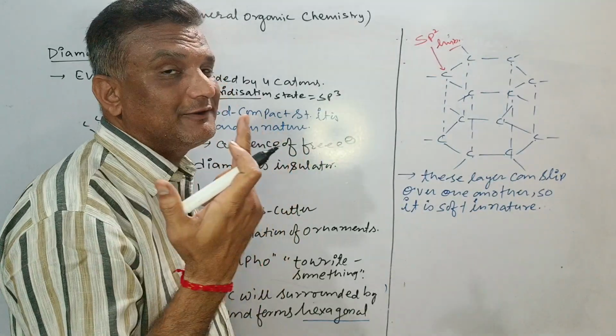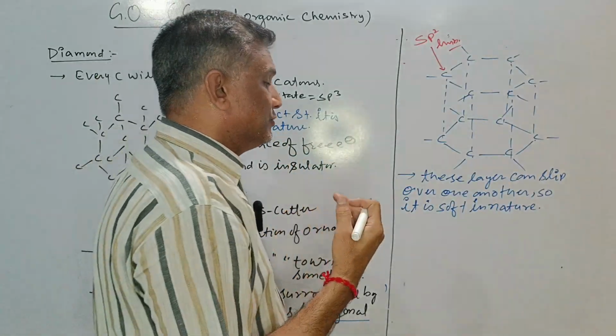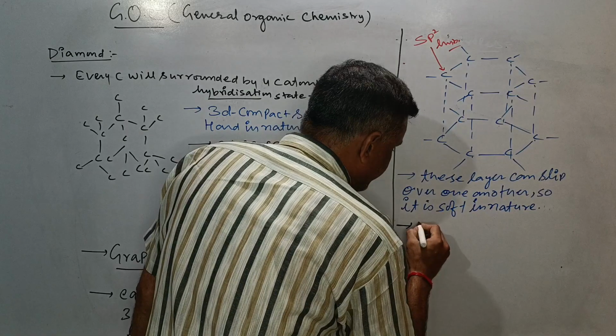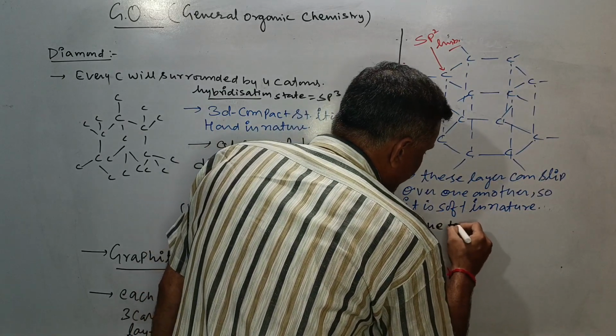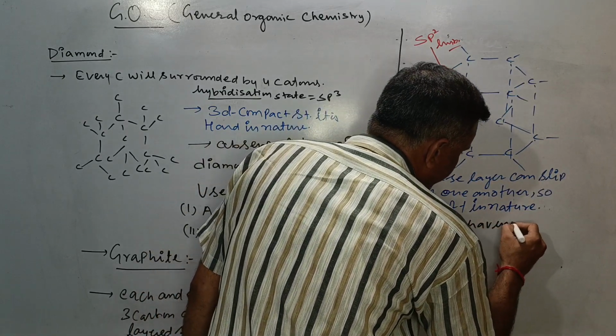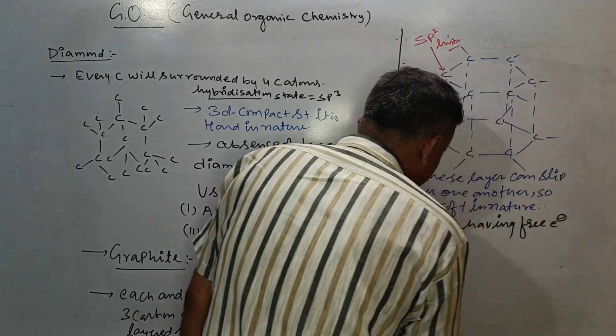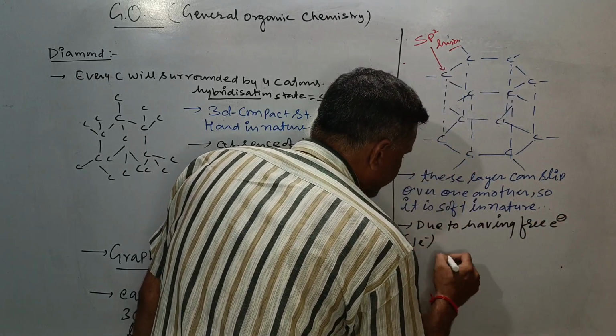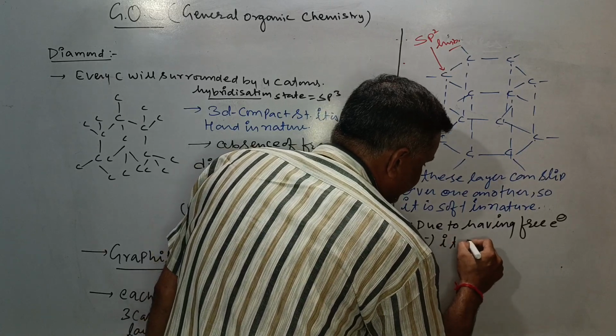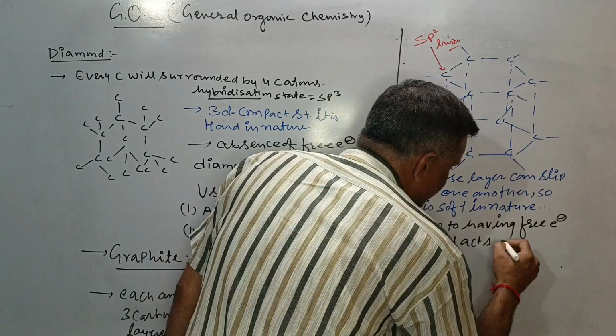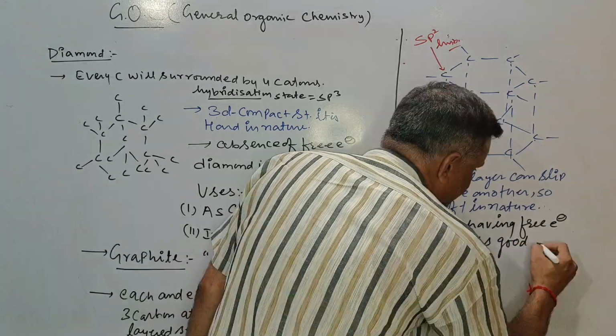Because there are 4 electrons in the outermost shell of the carbon. So due to having a free electron, as you can say 1 electron, it acts as a good conductor of electricity.